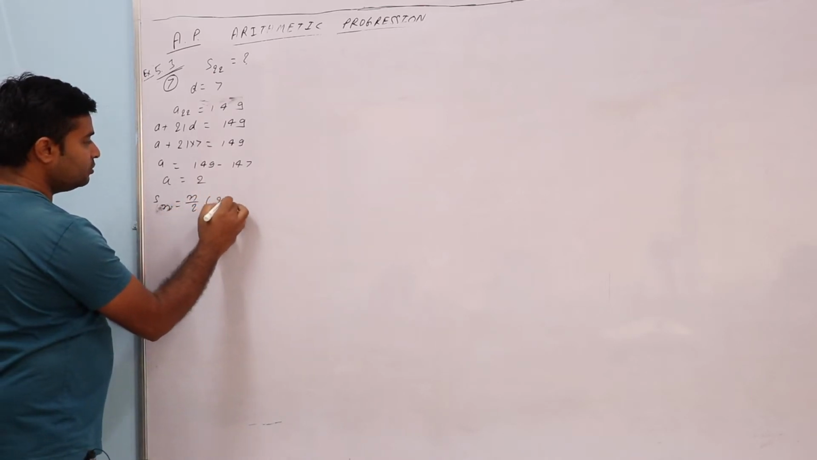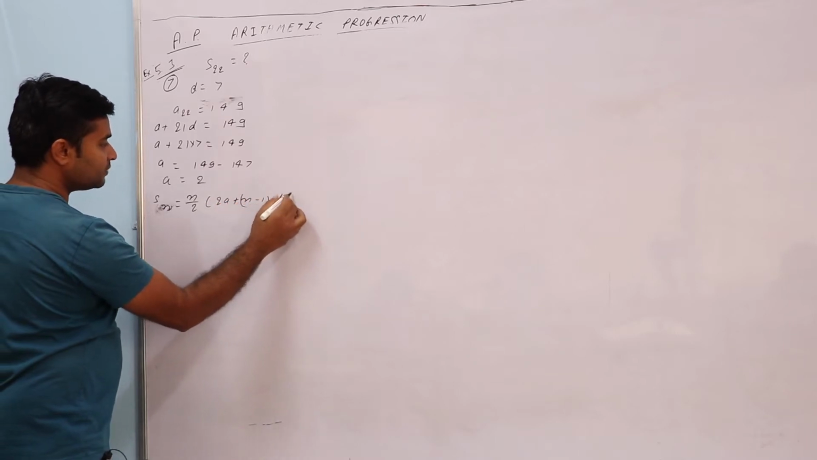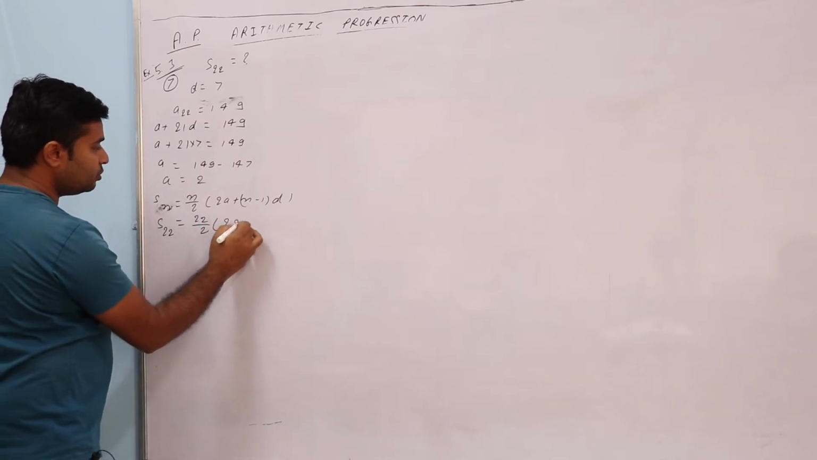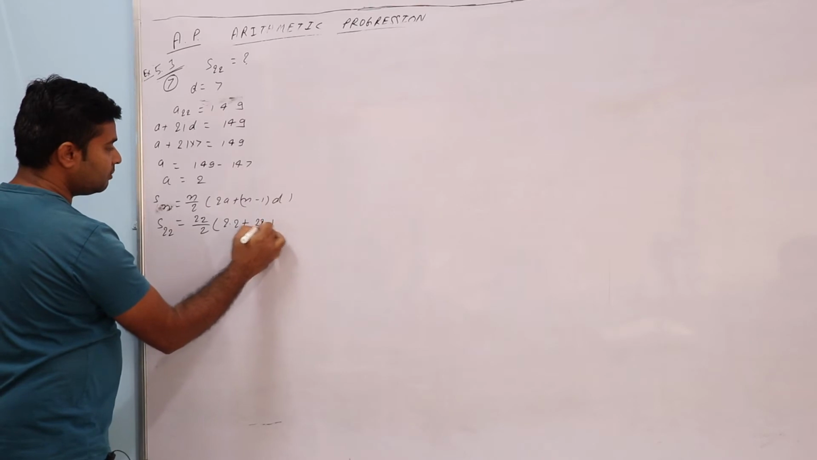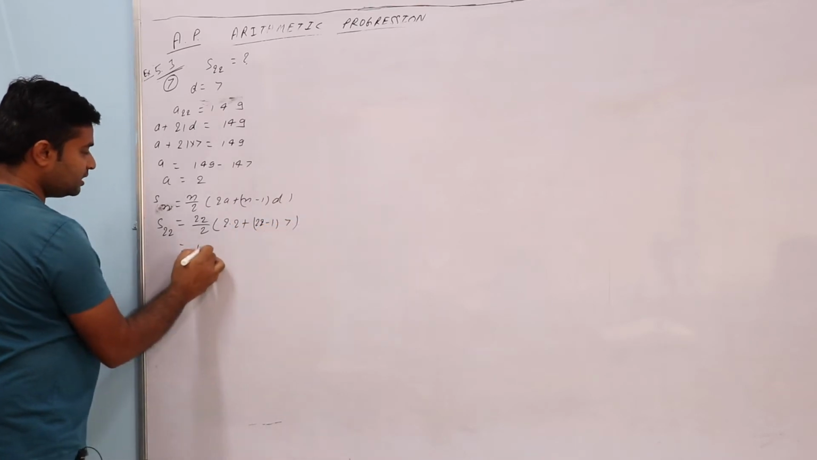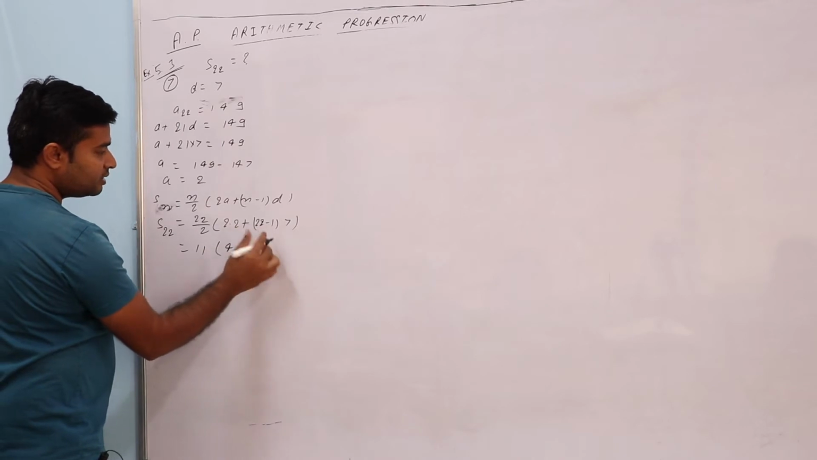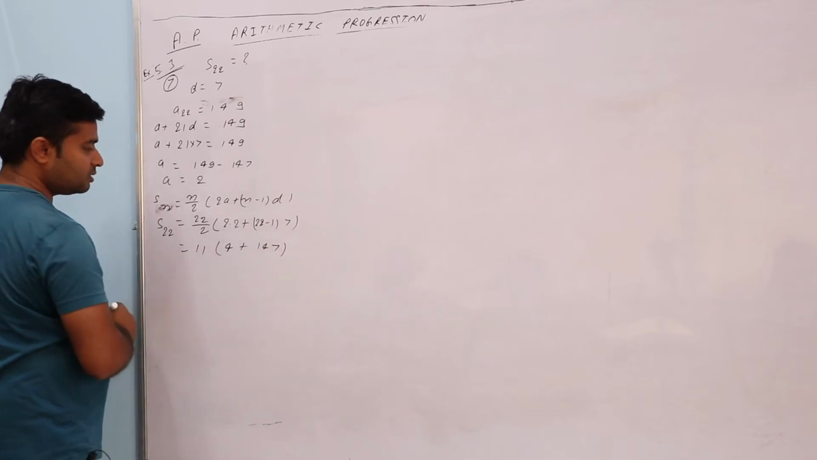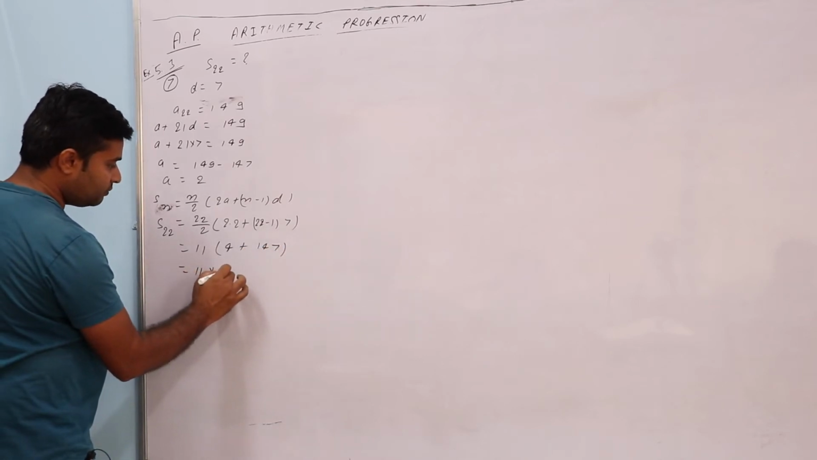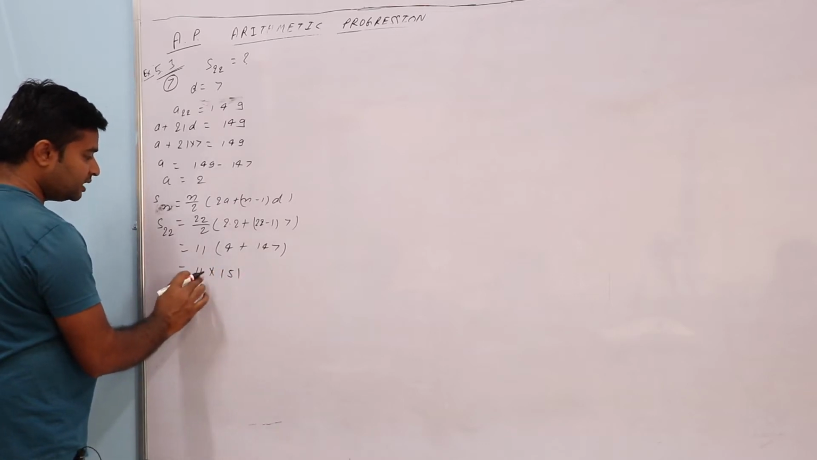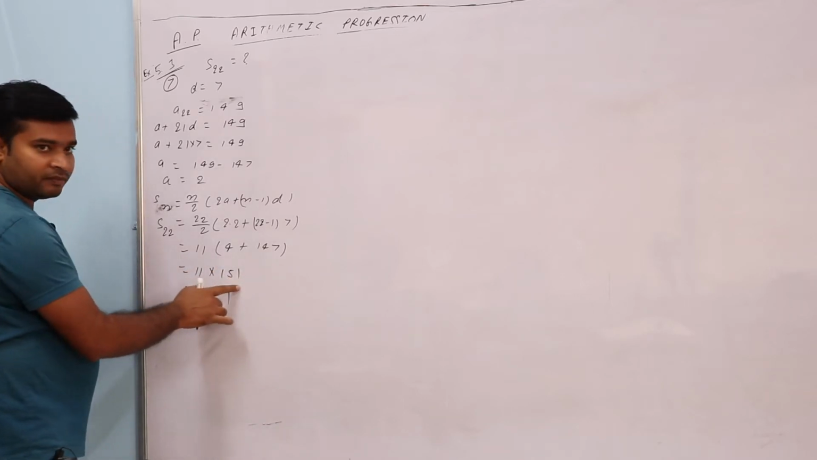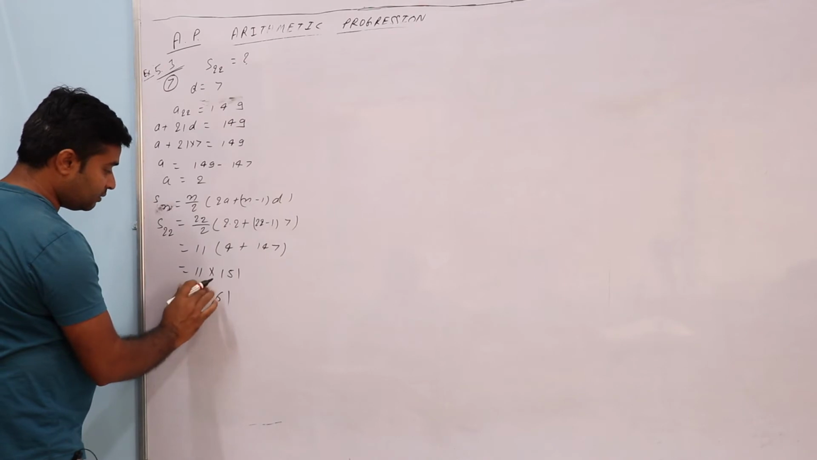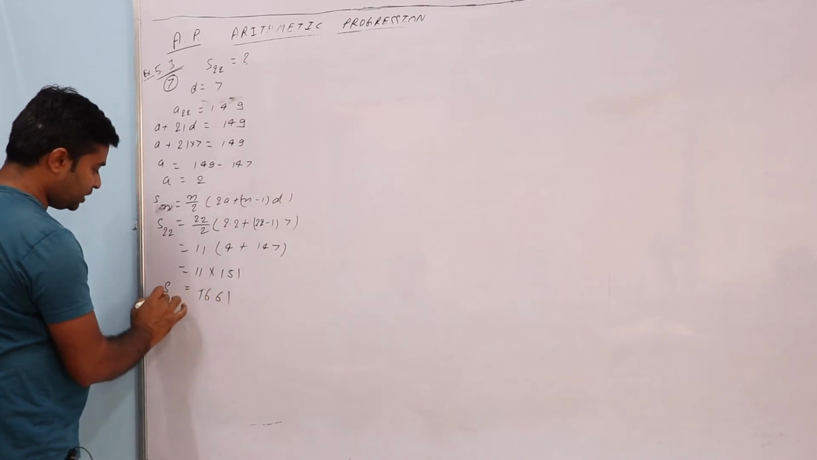So Sn is n by 2 into 2a plus n minus 1 into D. So S22, n is equal to 22 by 2, into 2 into 2 plus 22 minus 1 into 7. This is 11, this is 4, and this is 21 into 7, right? 21 into 7 is 147. Means 11 into 151. So 11 ones are 11, 11 fives are 55, plus 1 is 56.